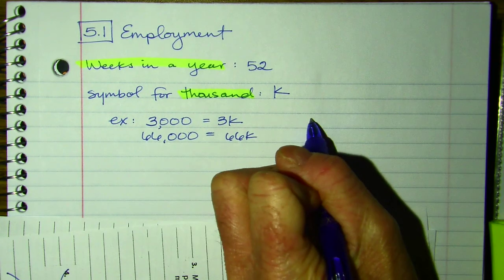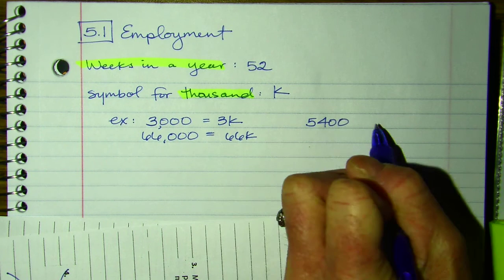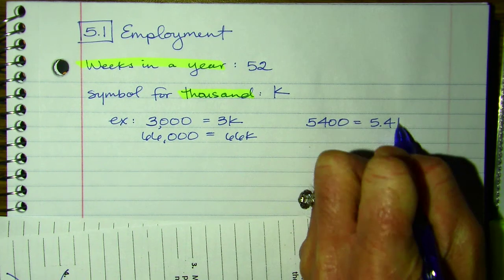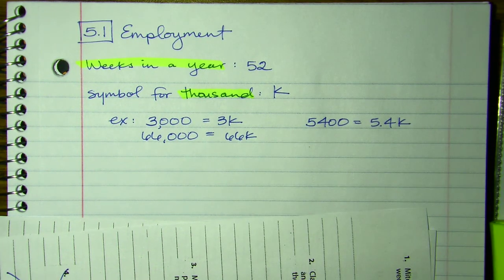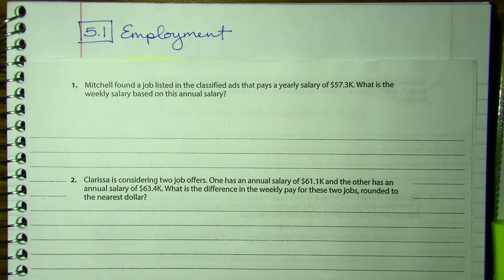If I had something that wasn't perfect, like 5,400, that would be 5.4K. Okay, so you're going to see this symbol in this section and it's going to ask us to use it. So let's jump right in, doing some examples like those in your homework.